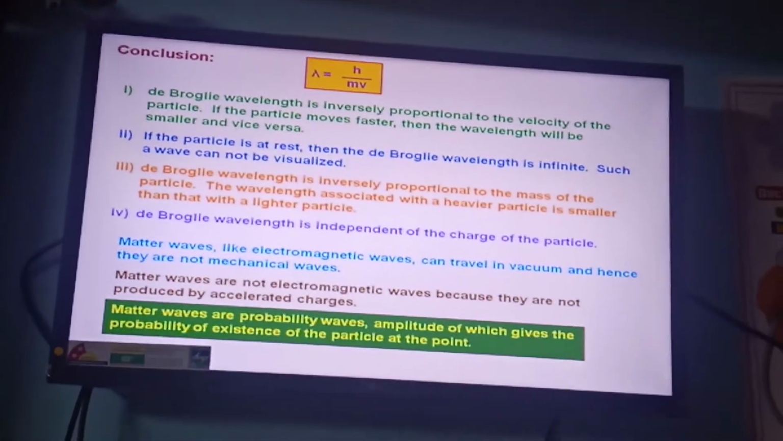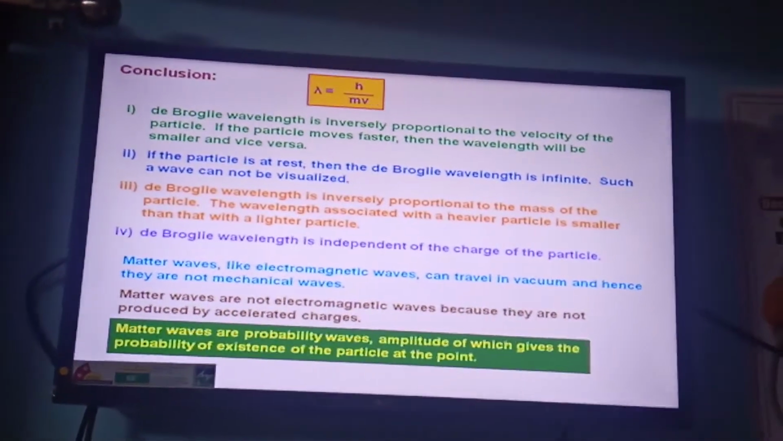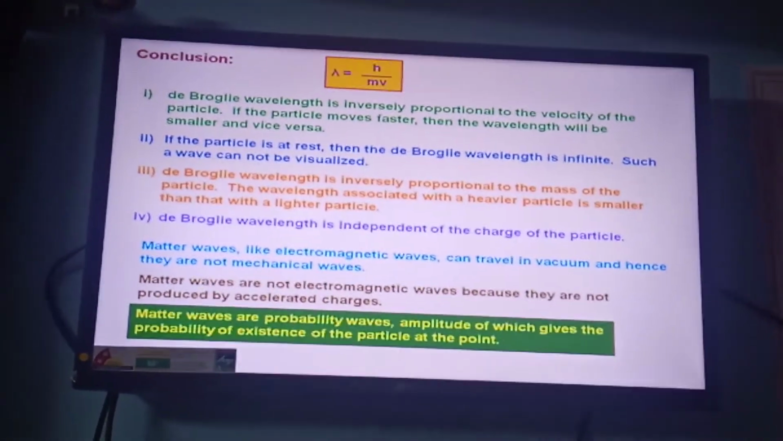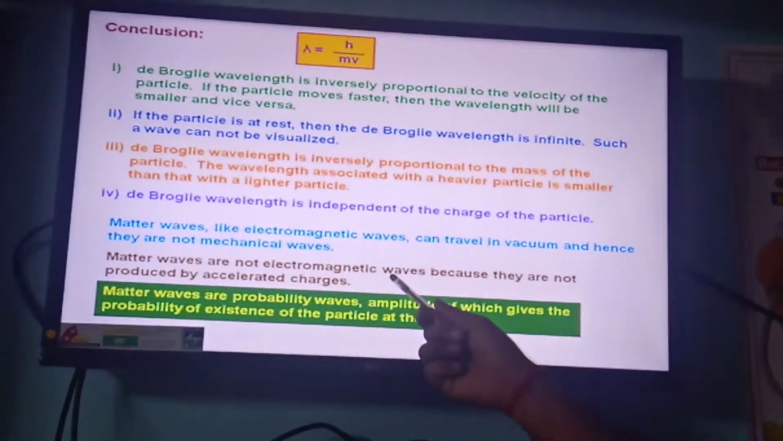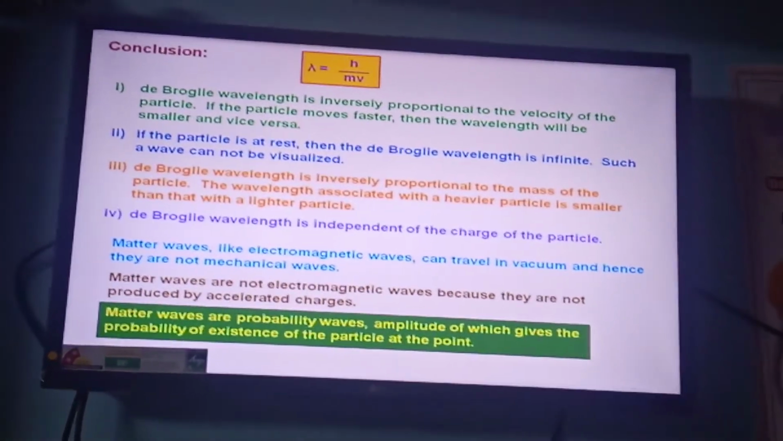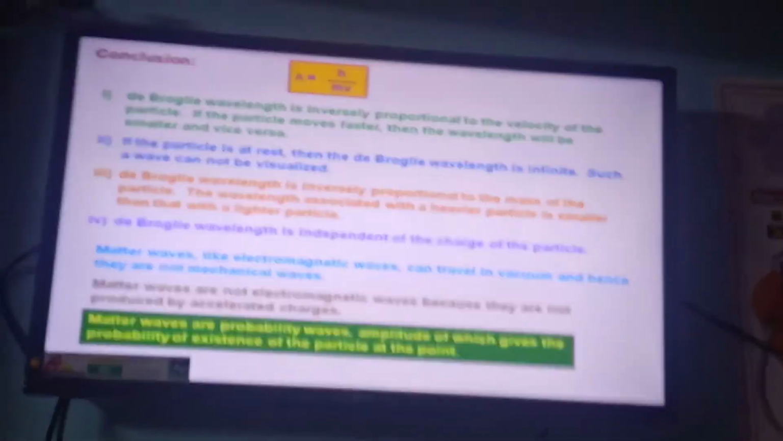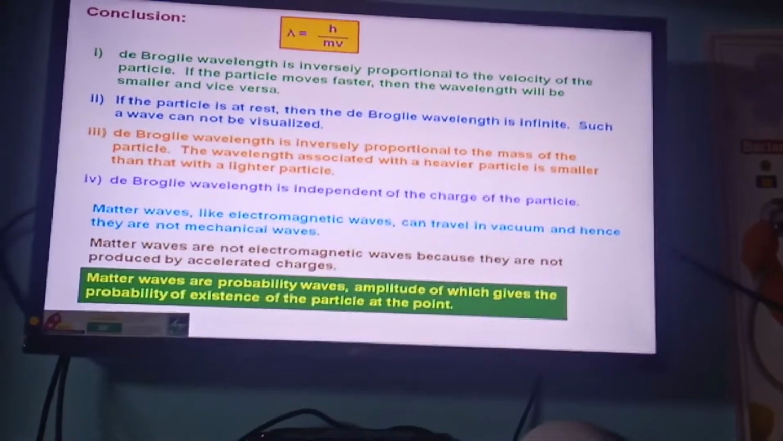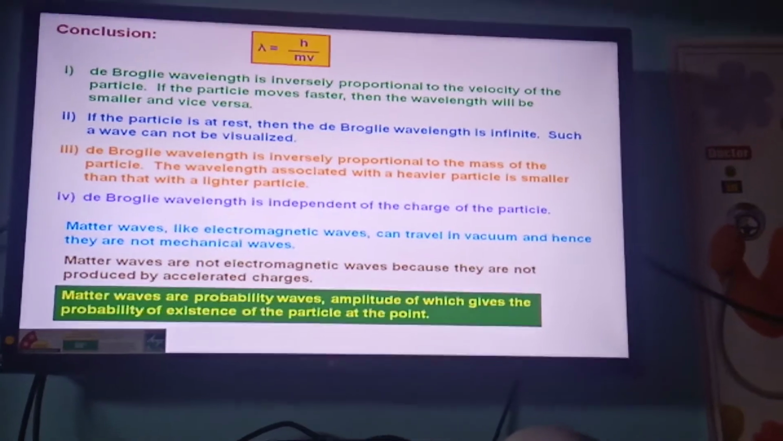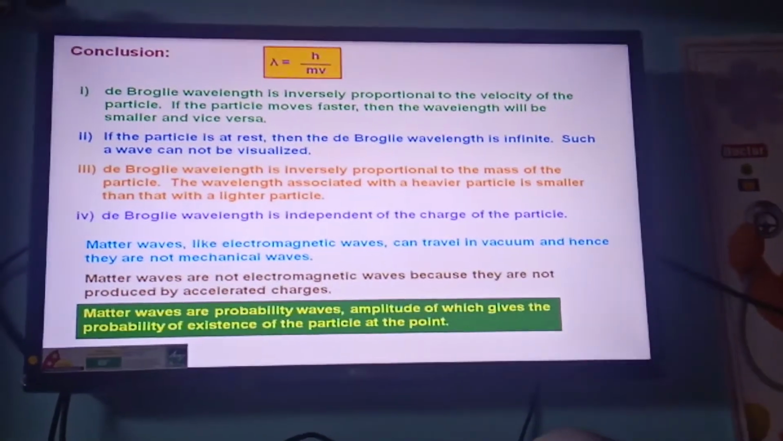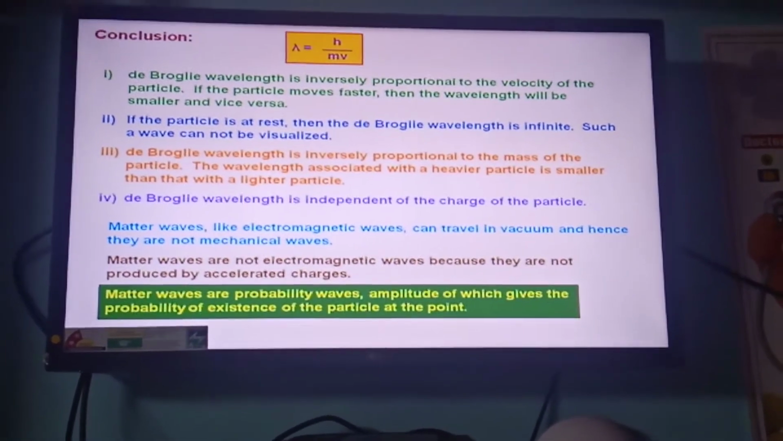Matter waves, or de Broglie waves, are not electromagnetic waves. These are mechanical waves. They are not electromagnetic waves because they are not produced by accelerated charged particles, because electromagnetic waves are always produced by accelerated charged particles, but matter waves or de Broglie waves cannot be produced by accelerated charged particles.